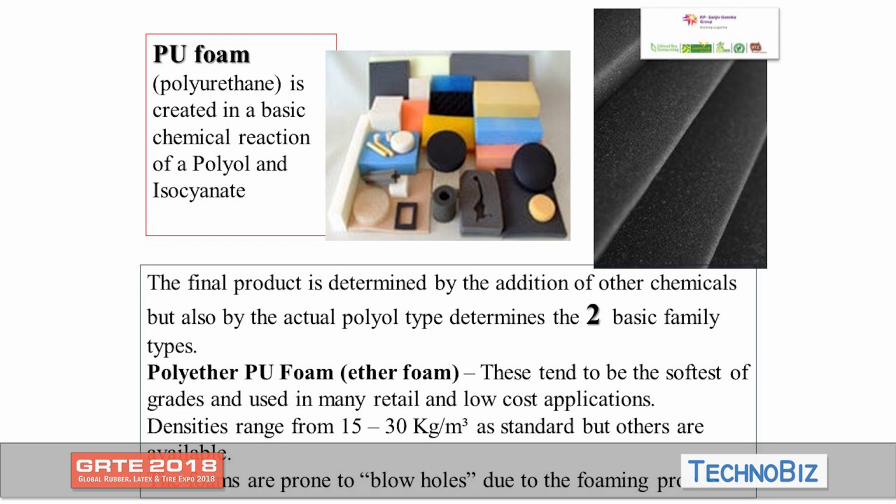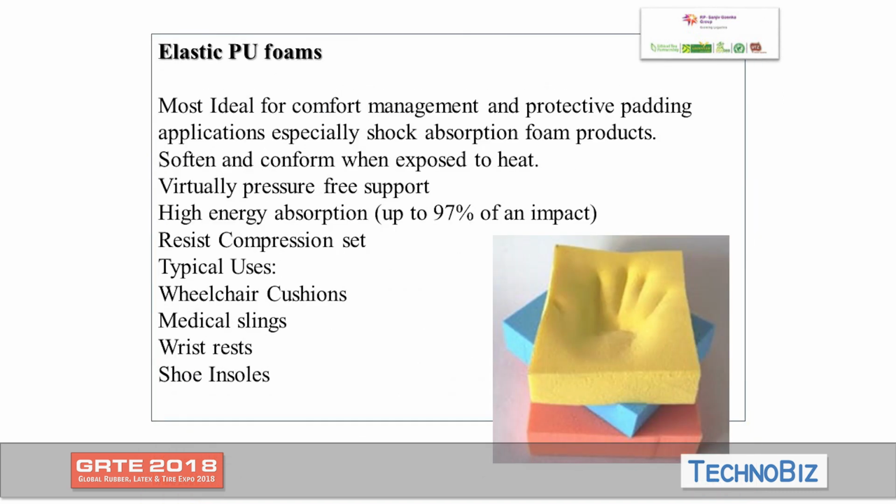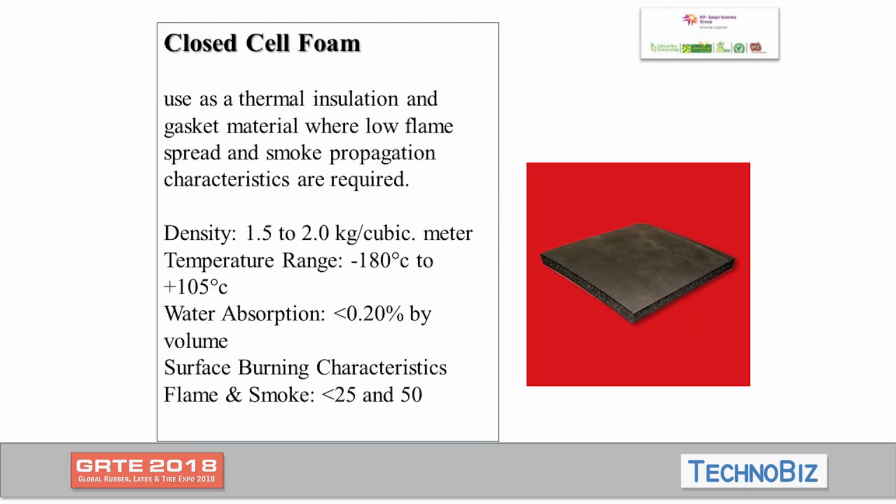In polyurethane foam also you will have two different varieties, polyether and polyester. You get somewhat elastic PU foams. The manufacturing process or the formulation is slightly different, but you can have some foams like this. These are the applications. This is a picture of closed cell foam.